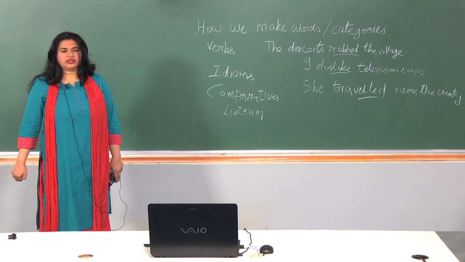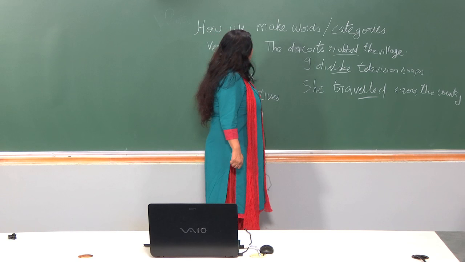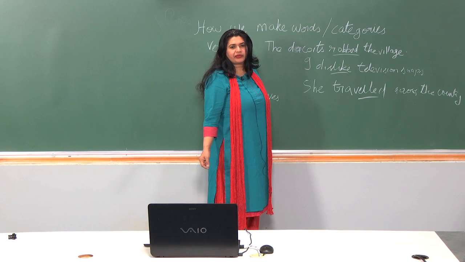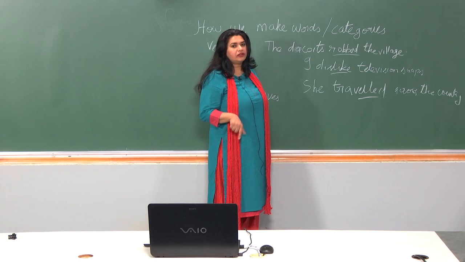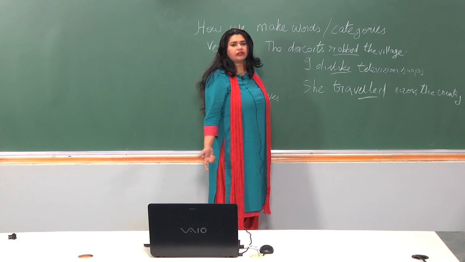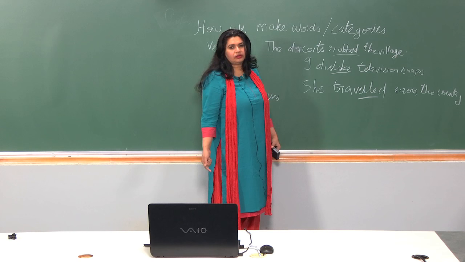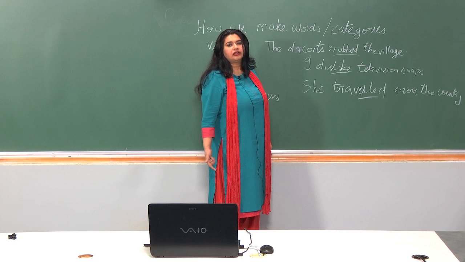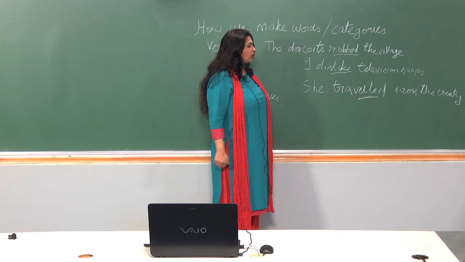So, what did the dacoits do? They rob. What do television soaps mean to me? I dislike. So, that is a feeling, but here it is used as a verb. I like television soaps. Here you are using a prefix, dis, D-I-S. You can also use like, and the meaning may change from dislike to like, but still the verb wouldn't. So, dislike or like or love or hate, all these are verbs. They suggest action. Now, she traveled across the country. Traveling is an action.